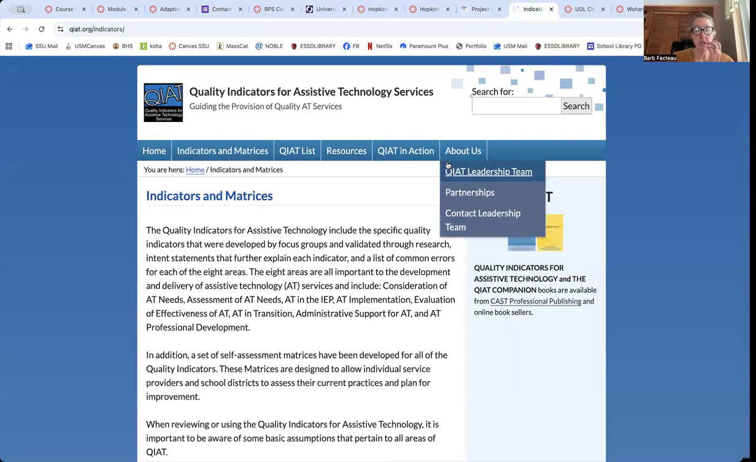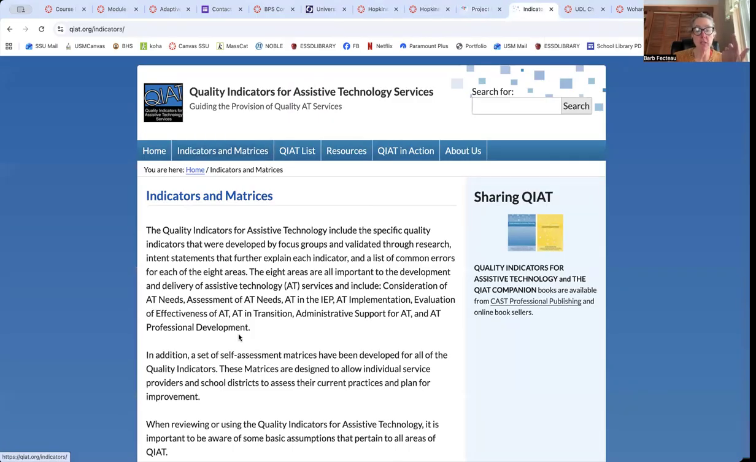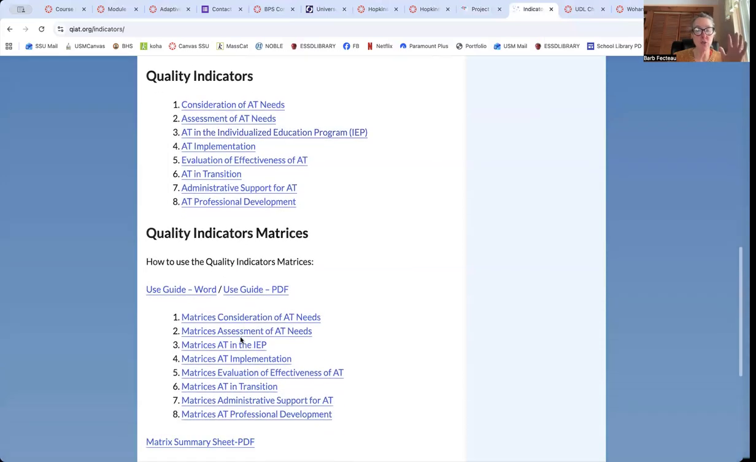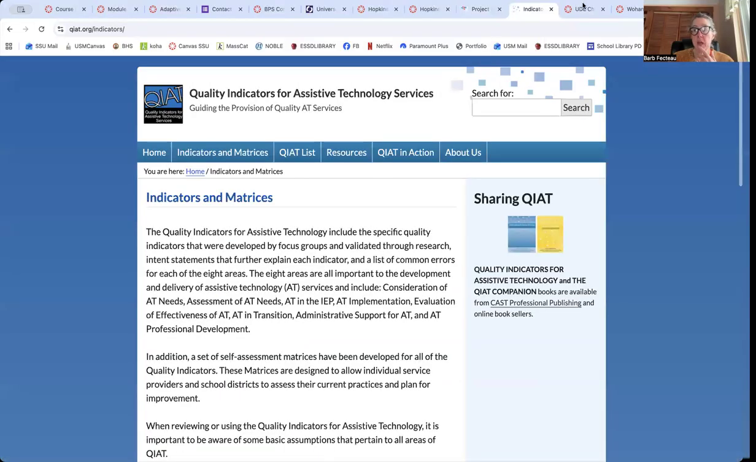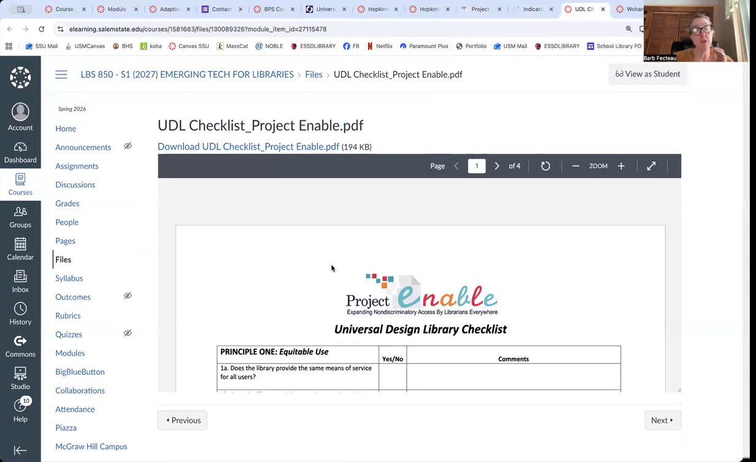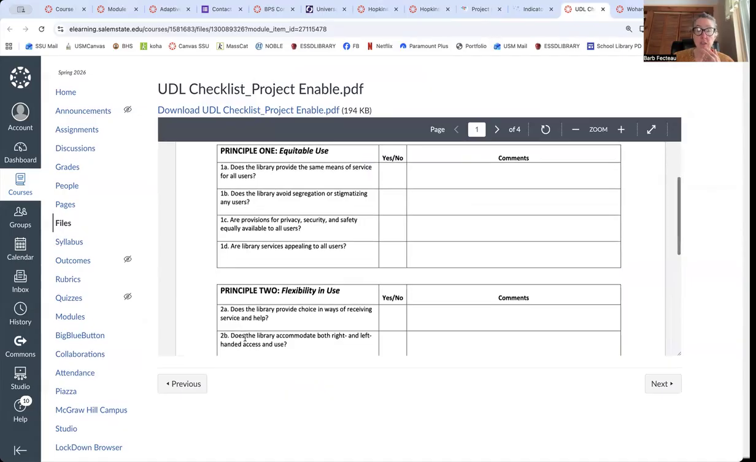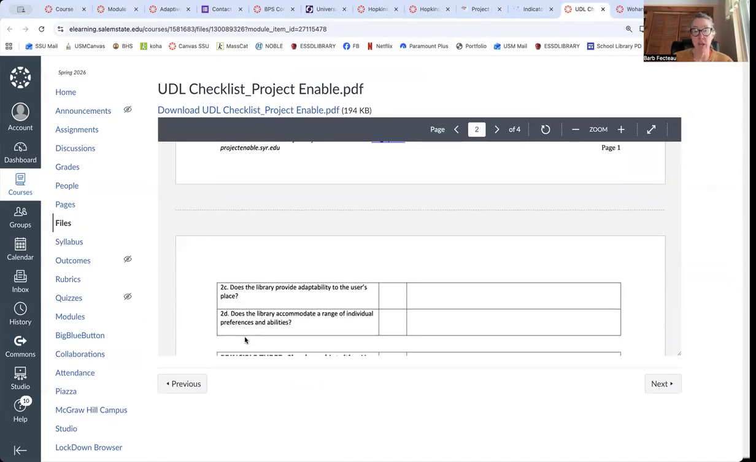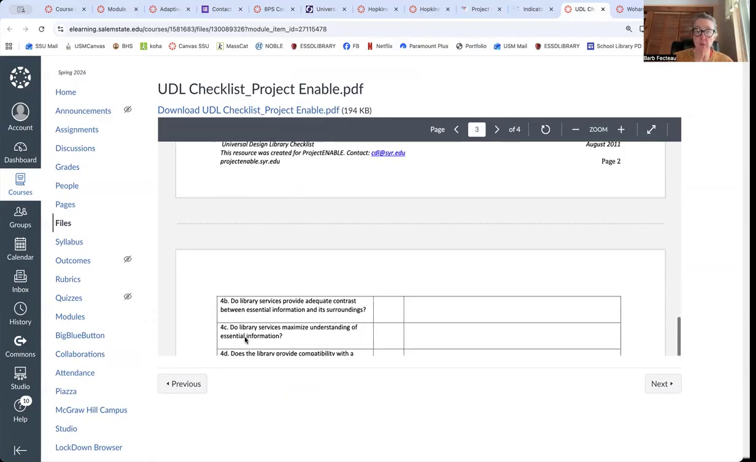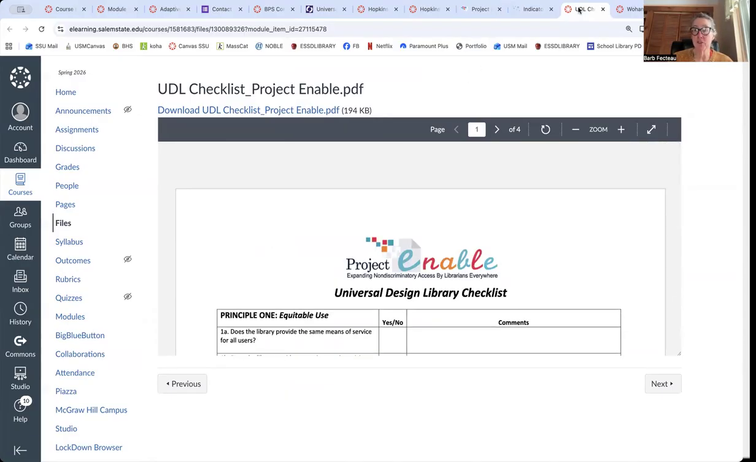Then quality indicators for assisted services. When you get to the main page, if you click on indicators and matrices, there's a really nice collection of snapshots of things that might be of help to you. Then, this is from Project Enable. For those of you who are in a school library where you're working in the library, you might want to go through your library and take a look at this. It looks at different aspects of the library and asks, are they accessible for everyone? It's an eye opener for some people.